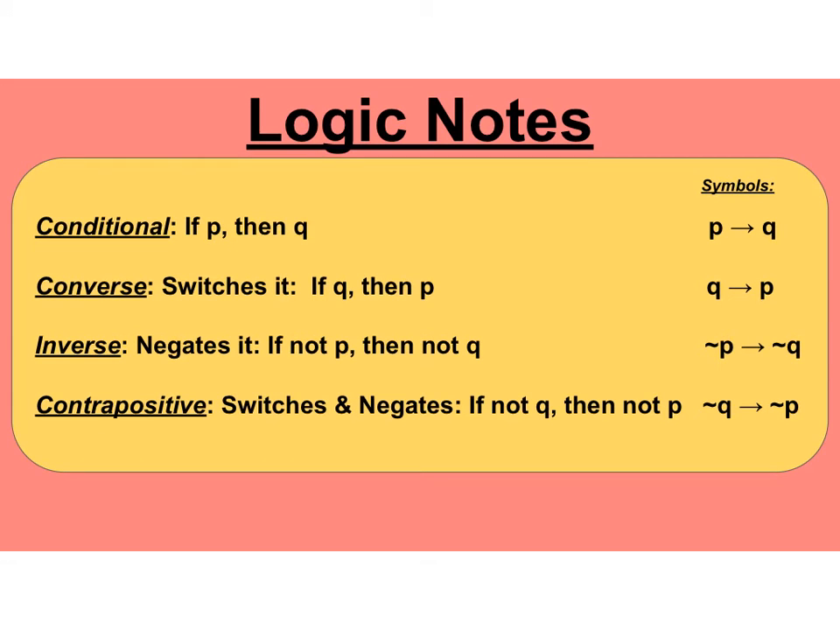So here's some notes. I'd like you to pause it here and write these down. The conditional is the statement that you're beginning with. That has your if-then statement. The converse switches it. The inverse negates it. And the contrapositive does both. Remember that the squiggly means not.